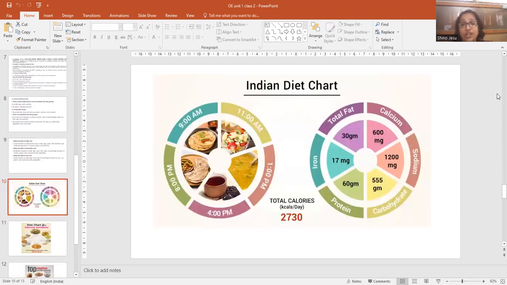For an Indian diet chart, the average total calories are 2,730. These are the foods that can be consumed, with a total fat of 30 grams, calcium 600 milligrams, sodium 1,200 milligrams, carbohydrates 555 grams, protein 60 grams, and iron 70 milligrams. So at 9 a.m. you can have some chapati and fruit and curries, and at 11 a.m. some fruit salads. At 1 p.m., rice and dal. At 4 p.m., some cheese or some juices. And at 8 p.m. dinner you can have chapati and mixed vegetable curry.